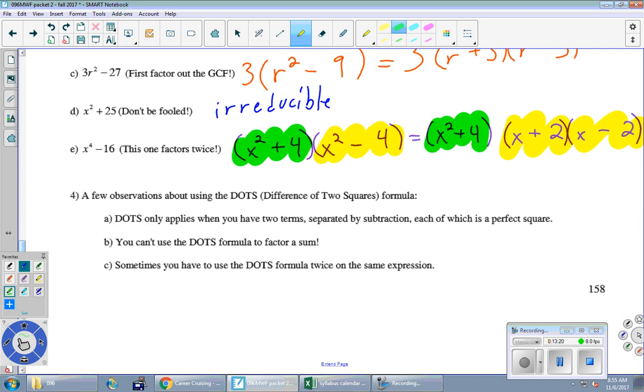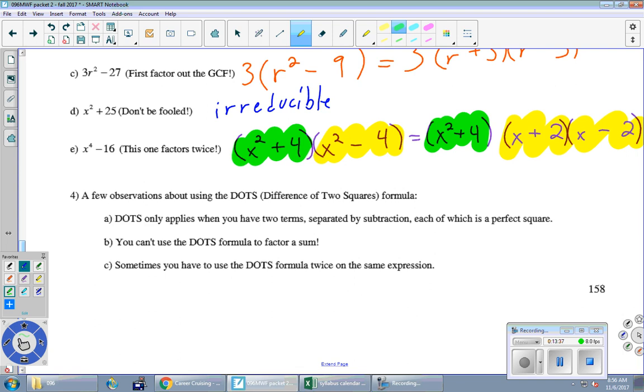Okay, so it's a fairly simple formula to use, and after you've done a couple of them, you get really bored because there's not a whole heck of a lot going on there. But it's easy to forget this formula in the midst of lots of more complicated factoring like the kind we did last class. So a couple of observations.